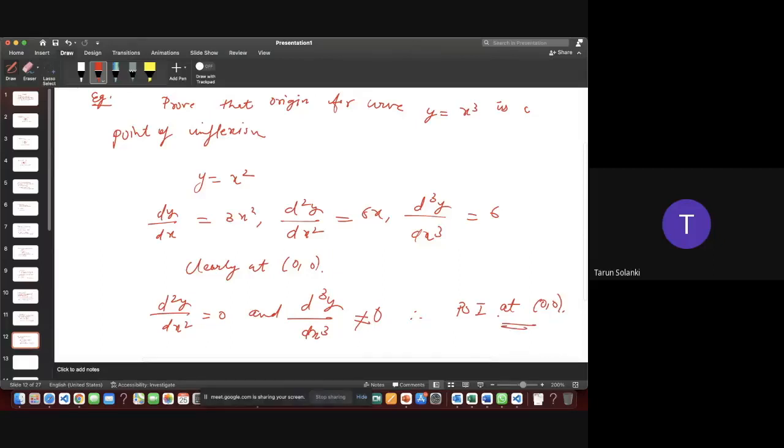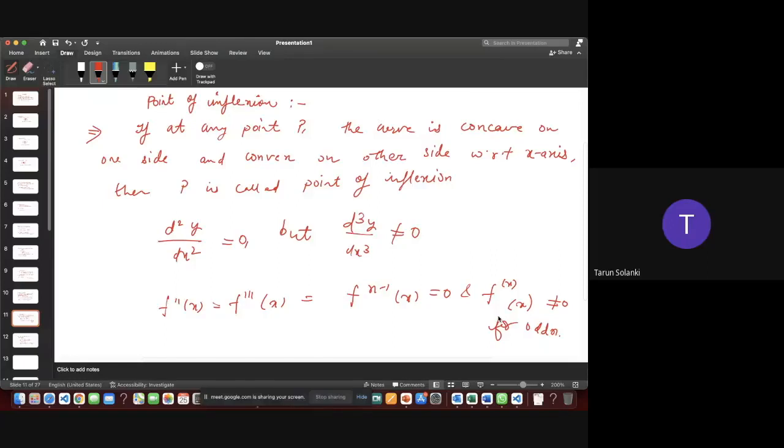So by this you need to solve the problems. Okay, so first copy this, all this part.